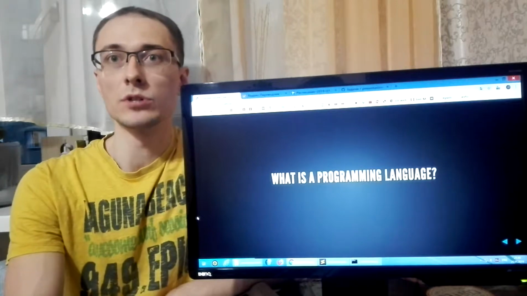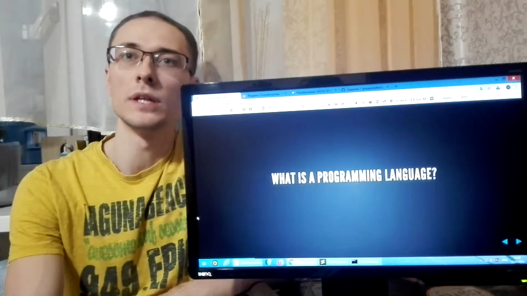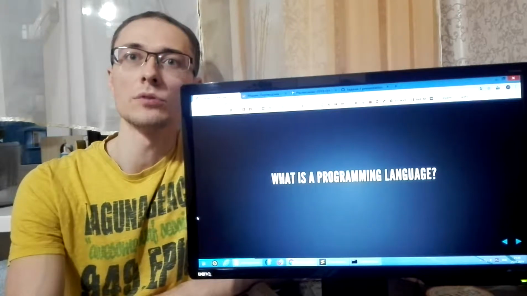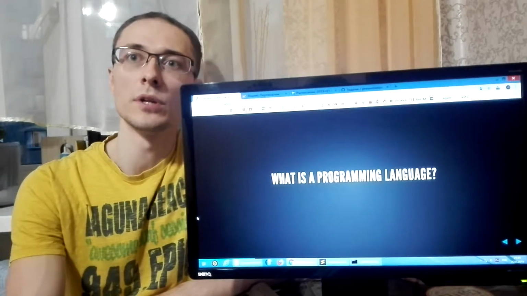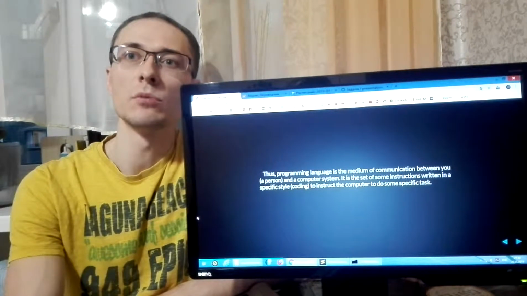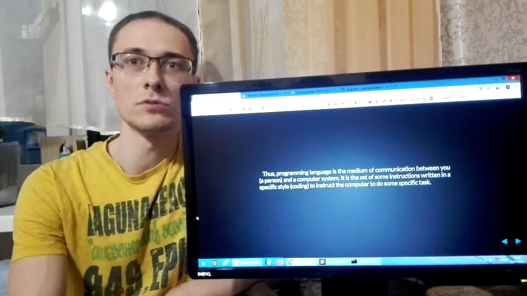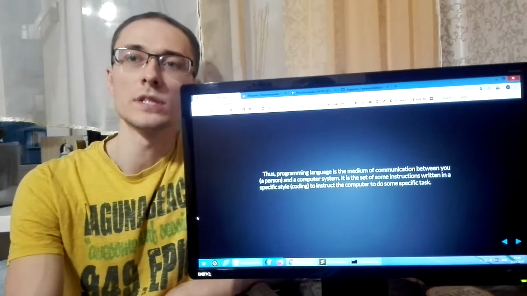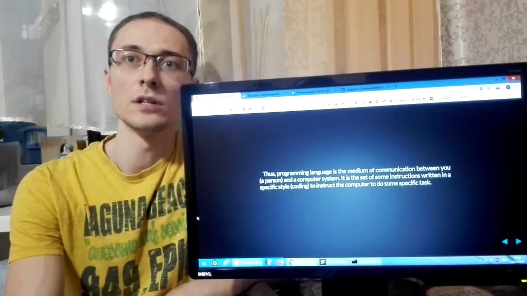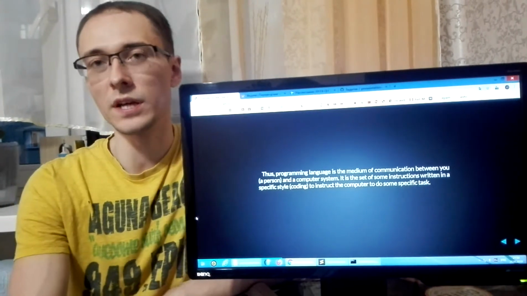What is a programming language? To communicate with a person, you need a language. If you need to communicate with the computer, you need a programming language. Without any programming language, you cannot communicate with the computer. A programming language is the medium of communication between you, a person, and a computer system. It is a set of instructions written in a specific style to instruct the computer to do a specific task.